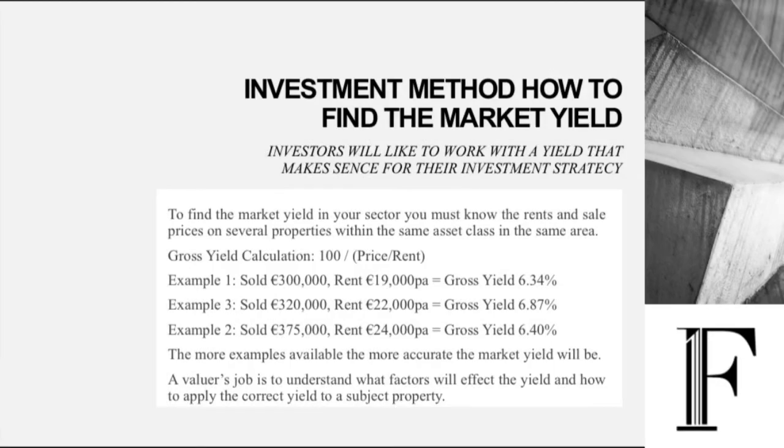So when you're looking at the investment method and how to find the market yields, investors will basically have to look at a particular market and know how much properties are selling for, and understand how much they're renting for as well. In this slide, I've given a quick example of 3 residential properties, what they sold for and what they'll rent for, and you can see that they all give slightly different yields.